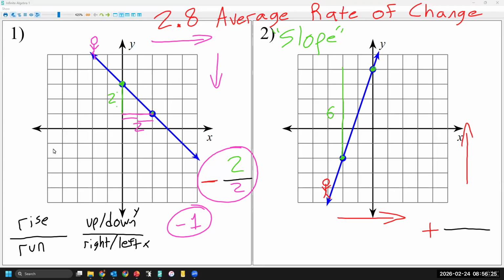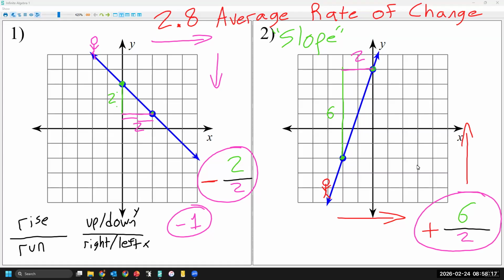And then I'm going to go over 1, 2 units. Now, where do I put those numbers? Well, the up and down number is the 6. It goes on top. All right, so the 6 is on top. What goes on the bottom? Well, that's the over or the right, or call it the run. The 2 goes on the bottom. So my slope is positive 6 over 2.